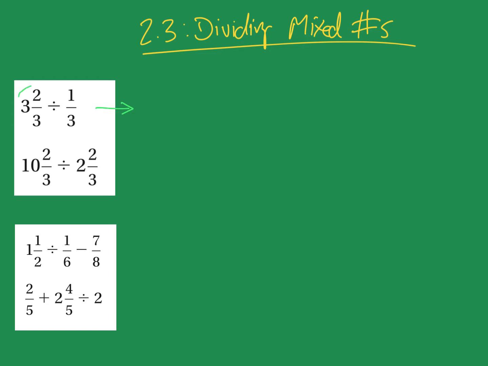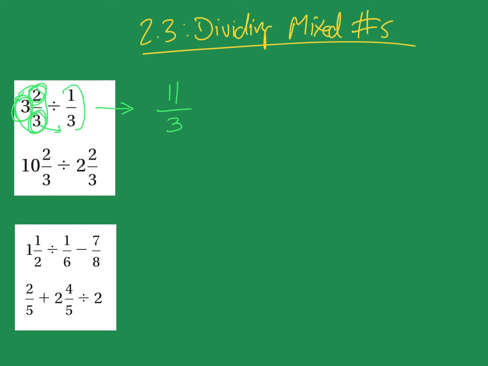So when you have mixed numbers, it's always good to convert those to an improper fraction when you're multiplying or dividing. So remember, to do that, we do 3 times 3 plus 2. So the denominator times the whole number plus the numerator. So 3 times 3 is 9 plus 2 is 11. And then the denominator will stay the same.